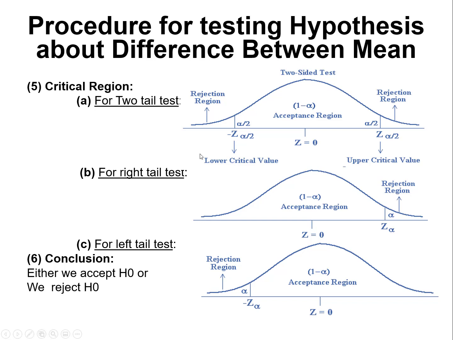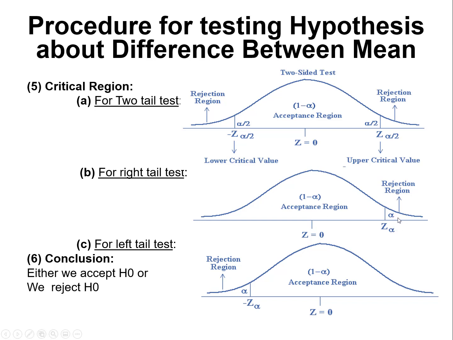So this is the critical region. If it is a two-tailed test, as I already told you, for the Z distribution the two-tailed test will look like this. This will be the accepted region, and this is our rejected region. So basically you will divide the alpha value into two parts, one part on the upper side and one part on the lower side, because we are not sure whether the difference between the two means is greater than or less than. If it is greater, it will lie in this portion, or it will lie in this portion. If it is a right-tailed test, it will look like this.